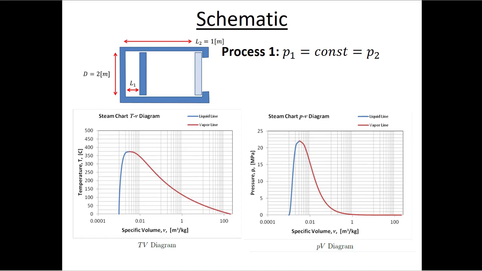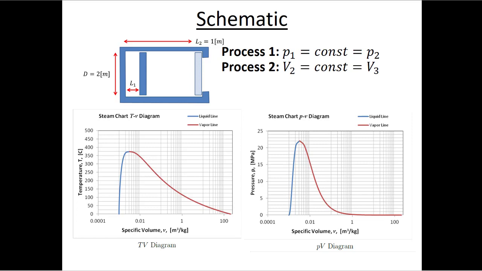We know that process 1 is a constant pressure process. It moves from P1 to P2, and those are the same values. And the reason that we're assuming that this is a constant pressure process is because as we're adding heat, our water is expanding, and we're neglecting the forces of friction. So we're saying that there's not any extra force pushing that piston in, so there's not any extra pressure. So we're going to assume that the pressure is constant as we move from state 1 to state 2.